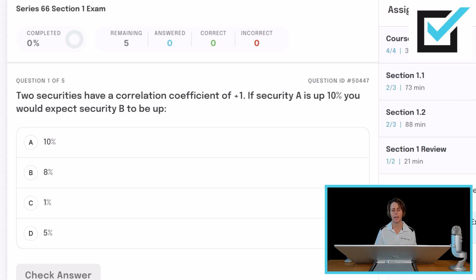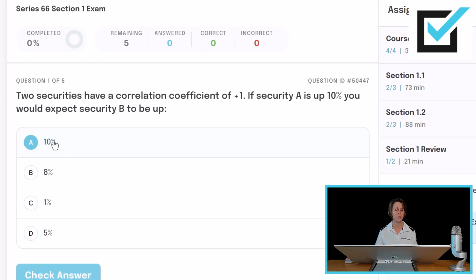If security A is up 10%, you would expect security B to be up 10%, 8%, 1%, or 5%. So when they have a correlation coefficient of positive 1, it means they move in the same direction. So if security A is up 10%, you would expect security B to also be up 10%.